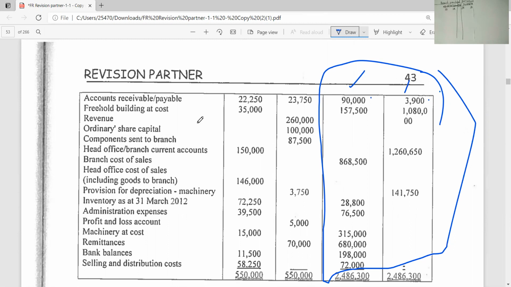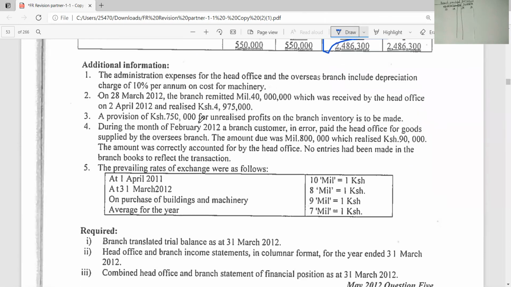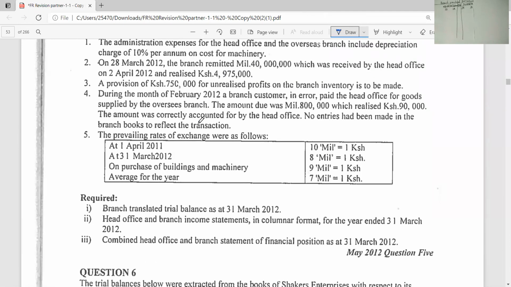So right now the account receivable, I have to make an adjustment because there was a certain amount which was being paid to the head office by a branch customer. So note 4. So there was this amount which was paid in error. So the head office had already recorded that, but the branch had not made any entries. So remember that a customer is a debtor. So we need to subtract that amount because the head office has received that amount. So we need to reduce our account receivable.